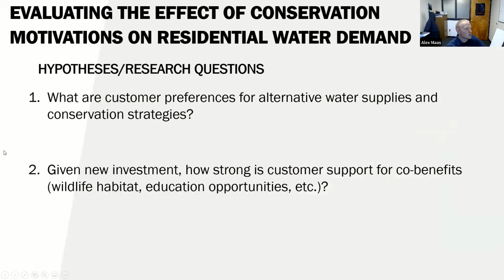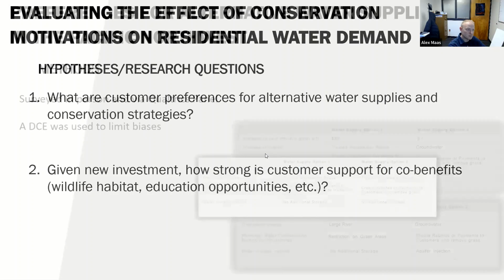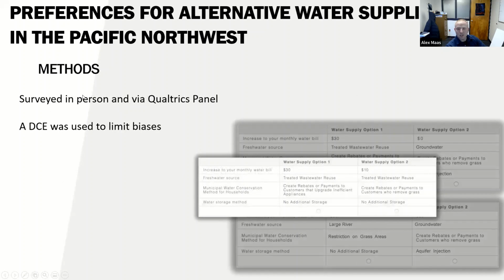So what we wanted to know is, what are customer preferences for alternative water supplies and conservation strategies? And given new investment, how strong is support to include co-benefits in those investments? And so by co-benefits, we identify wildlife habitat, educational opportunities, recreation, that kind of thing. We basically just surveyed via Qualtrics and in person. So we went around to bowling alleys and farmers markets and on the streets to get people in person. And then we did a Qualtrics to do a broader geographical area.